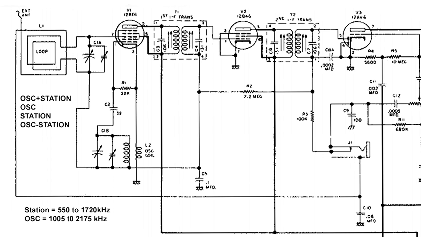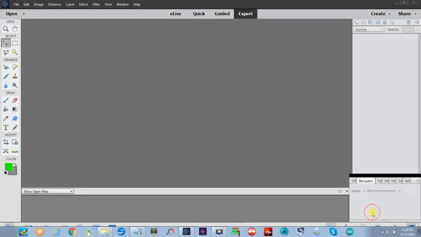Now, to represent the station frequency, I'm going to use yellow. And for the oscillator frequency, I'm going to use green. And here's a video on what happens when you mix these together and take the difference, in other words, the oscillator frequency from the station frequency. This is Photoshop Elements, and what I want to do is show how you can mix two colors together, which are frequencies.